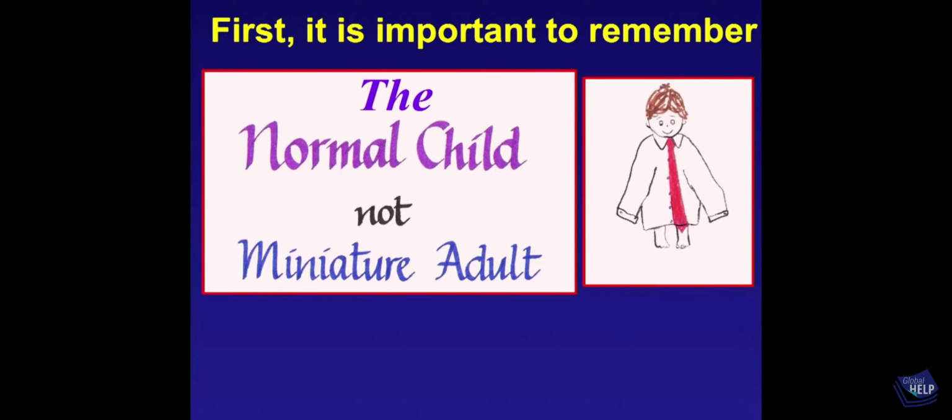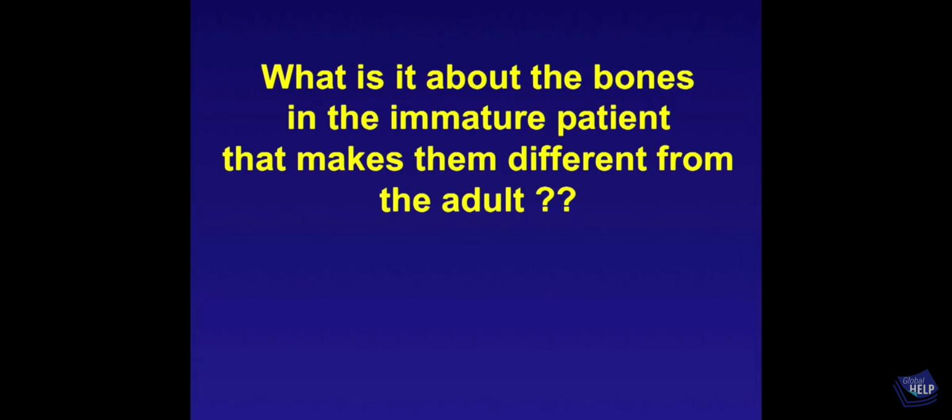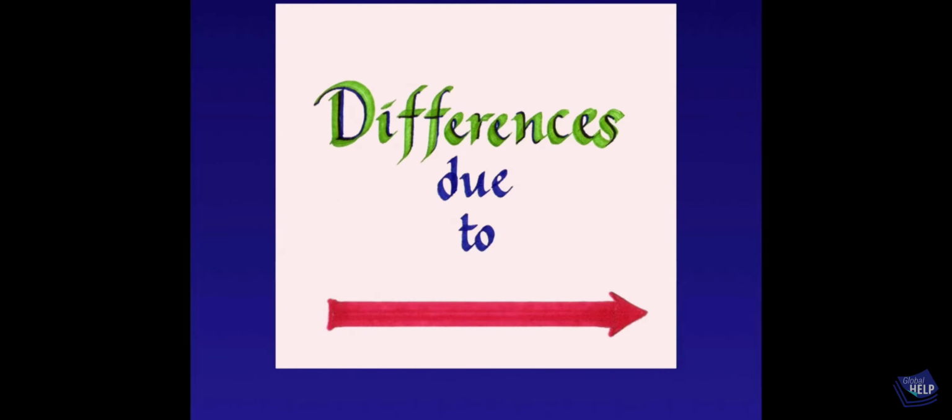Now, it's important to remember, and everybody has told you this in pediatrics, the normal child's not a miniature adult, so you have to have different principles. You can't take the principles of the adult and just make them smaller. So, what is it about bones in the immature patient that makes them different from the adult? The physis. Well, the differences are due to what? Growth. That's right, differences are due to growth.